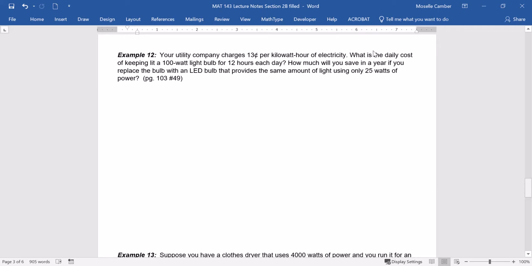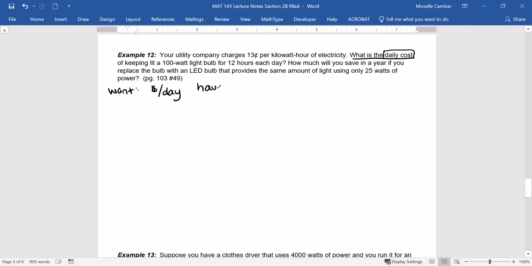So the first question is, what is the daily cost of keeping lit a 100-watt light bulb for, and so on. So daily cost, what does daily cost mean? Remember, anything that ends in that ly, so daily or yearly, weekly, that is another way of saying per. So what we want here is a cost per day. And then the rest of it is just information about what's going on.